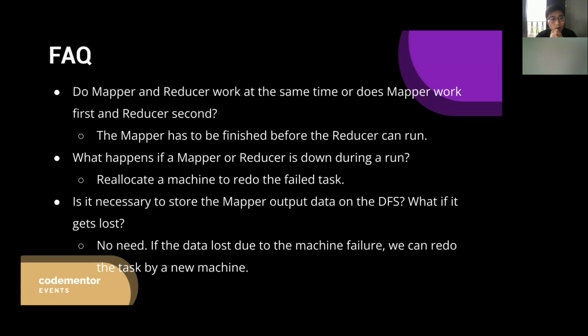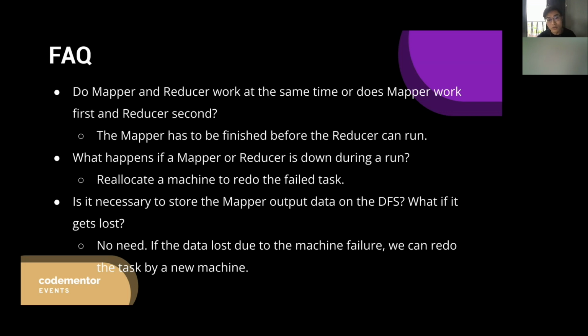Of course, we always have some frequently asked questions. Let's take a look one by one. Do mapper and reducer work at the same time, or does mapper work first and reducer second? Answer: the mapper has to be finished before the reducer can run. What happens if a mapper or reducer is down during a run? The answer is quite simple. We just reallocate a machine to redo the failed task.